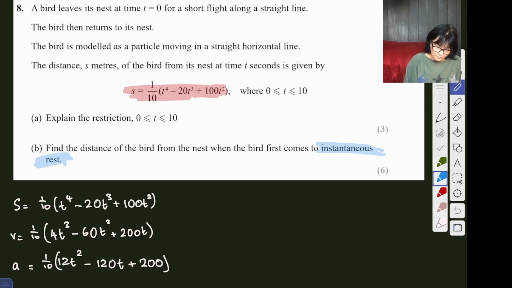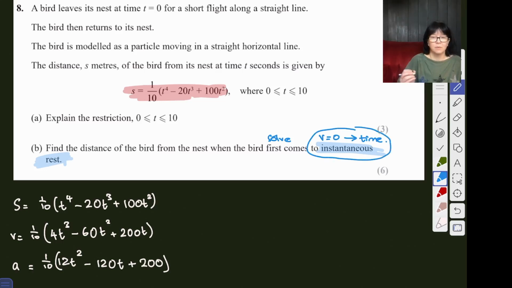So here, find the distance of the bird from the nest when the bird first comes to instantaneous rest. So instantaneous rest, v is 0. So we're going to solve v is 0 to get a time. And that time is the time that we want to start our measuring of the distance. Find the distance of the bird from the nest when it's at this particular time. So we're going to find that particular time by solving v equals 0. So it's a sub-problem.